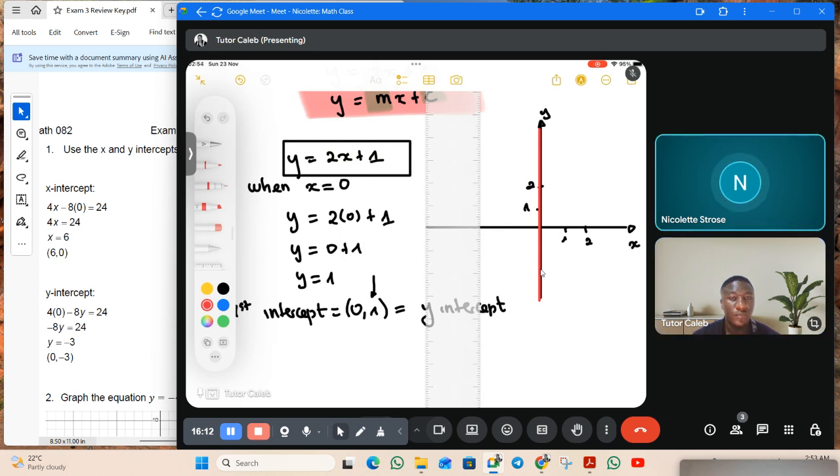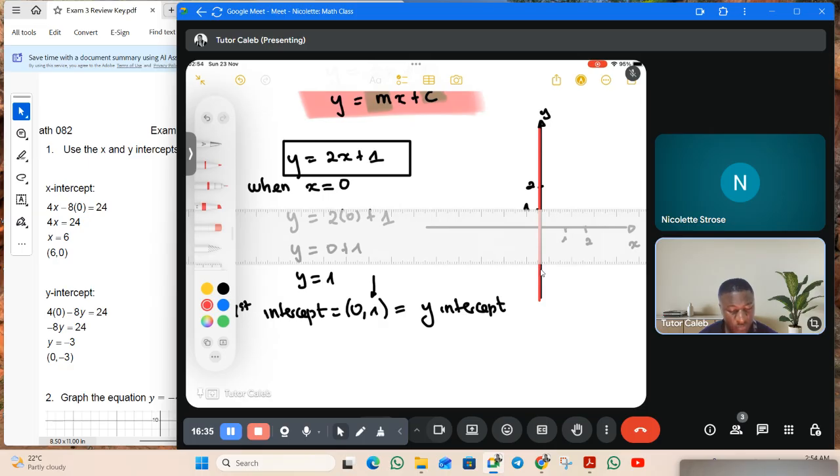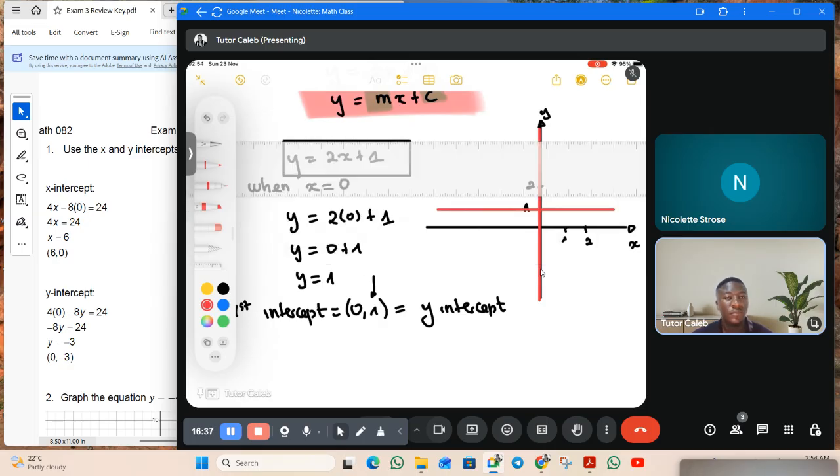I don't know why I thought you would have to do it horizontal, because you're finding x first. X is vertical and y is horizontal. So for y equals 1, you're going to draw a horizontal line like this. You'll see where the two lines, the vertical and the horizontal, meet will be here.